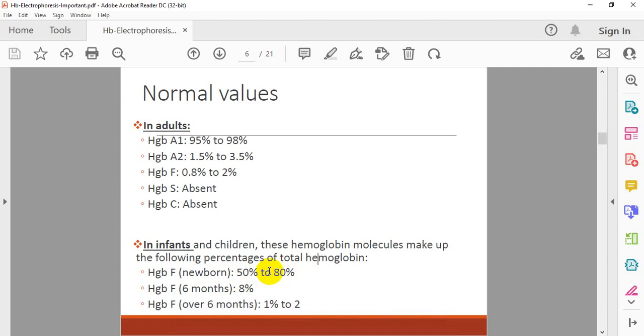Then a baby who is 6 months will have only 8%. So this level, the level from 80% will drop to 8%. That's after 6 months of the baby's life. Then after 6 months to maybe over 6 months, that's 1 year going, it will drop from 8% to 1%, or between 1% to 2%.